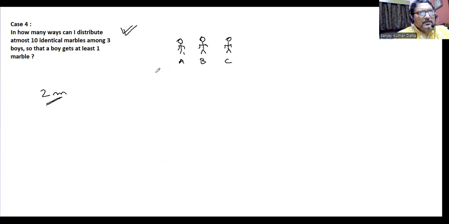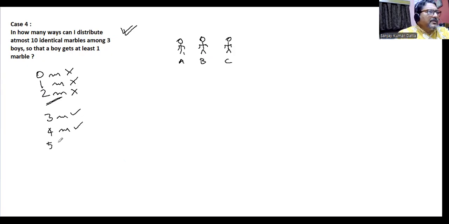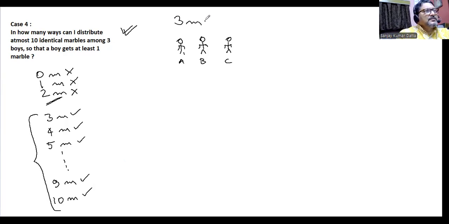It is not possible. So understand that 0 marbles is not possible, 1 marble is not possible, 2 marbles is not possible, but 3 marbles is possible, 4 marbles is possible, 5 marbles is possible, and so on. 9 marbles is possible, 10 marbles is possible, more than 10 is not possible, because at most 10 identical marbles has been asked for. So this fact has to be understood. So I know that the number of marbles to be distributed is from 3 marbles to 10 marbles.